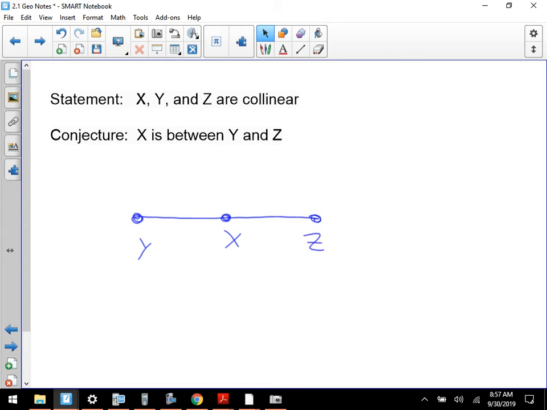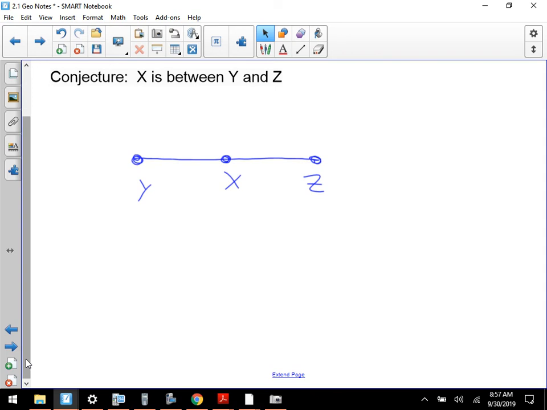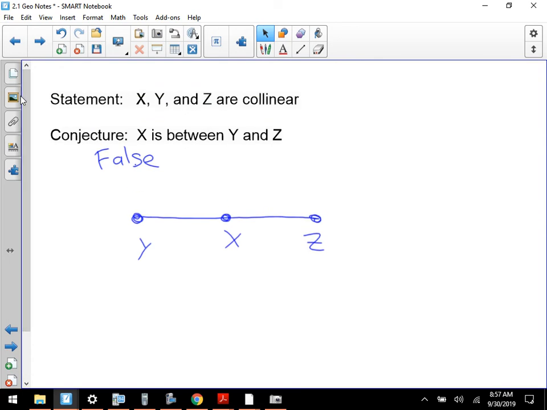Does it? So what's your counterexample? Yeah, Y could be between X and Z. I could say that this is false, because does this statement say anywhere that that is the order? It doesn't. So it doesn't say that the order is there because I can move these around and do that. I can put Y between them. It doesn't state that it has to be that route.